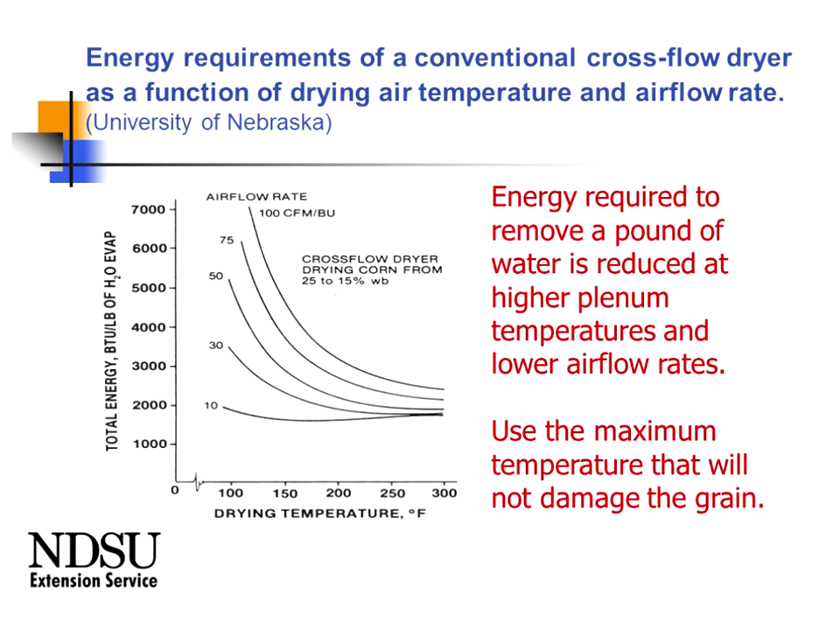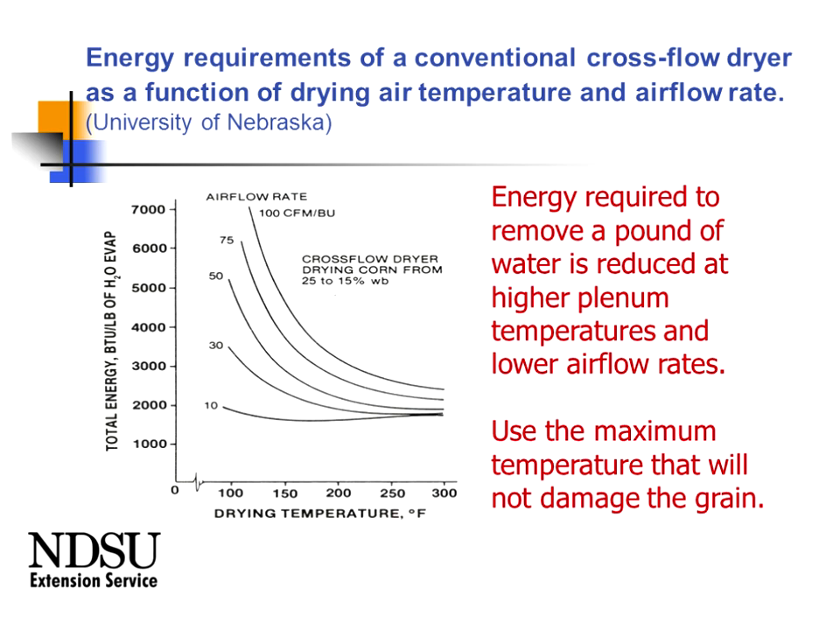This is a graph that I show in virtually all of my presentations based on some research that was done quite a few years back, where they looked at the energy consumption based on the various airflow rates and the various drying temperatures going through a cross-flow dryer. And what we see, of course, is the higher the airflow rate, the more energy is required, because the air is moving very rapidly through that drying column.